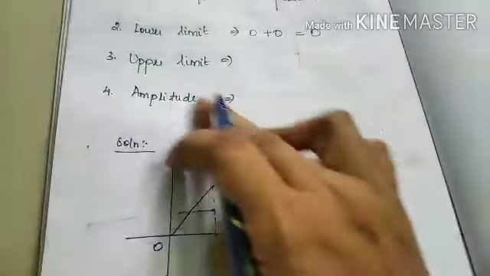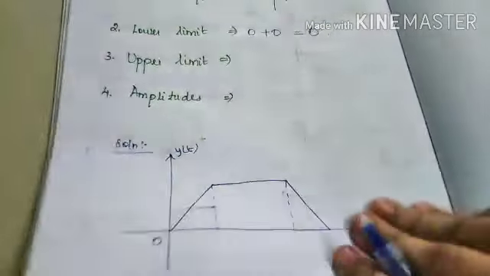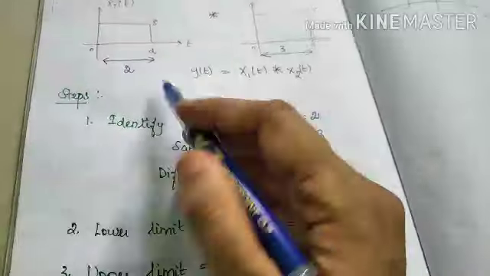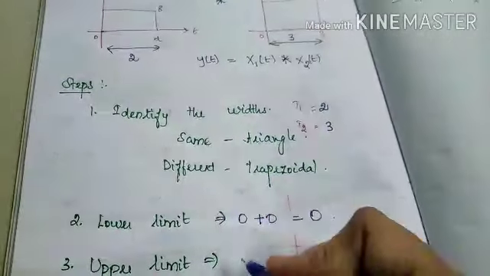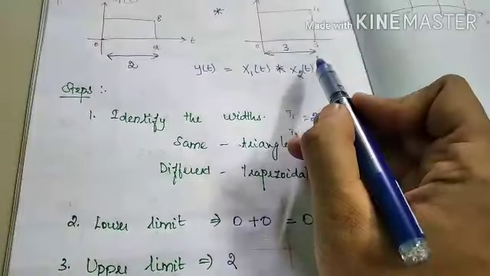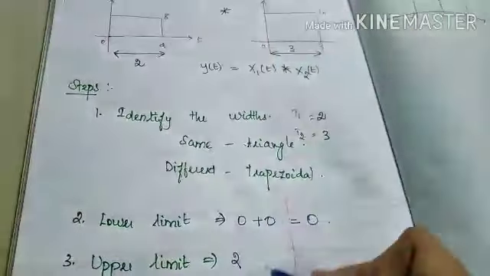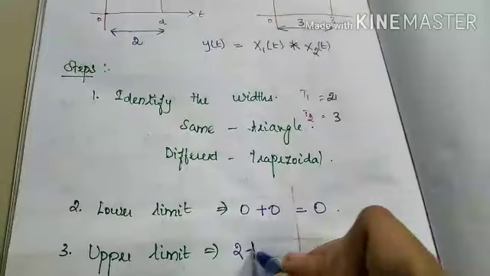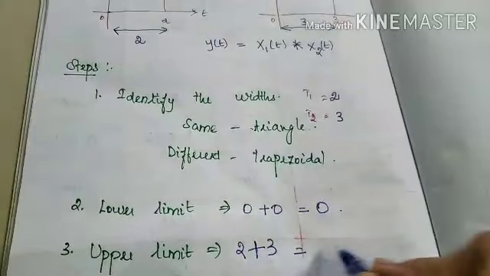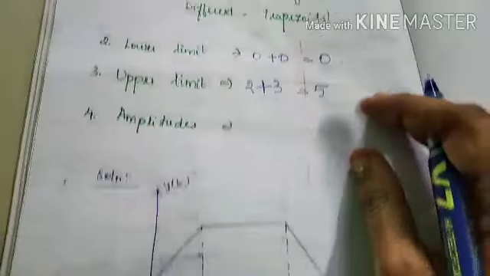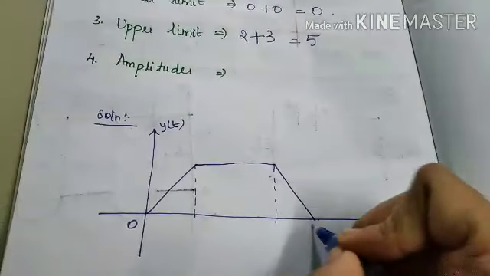Now we are going to see the third step, that is the upper limit. What is the upper limit of the first plot? It is 2. What is the upper limit of the second plot? It is 3. So we have to add 2 plus 3, which is equal to 5. So the upper limit of the output plot will be 5.